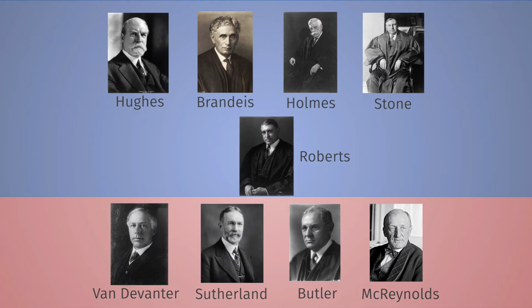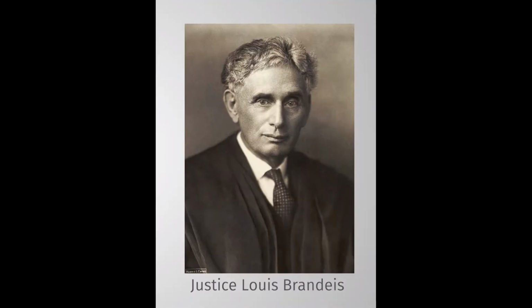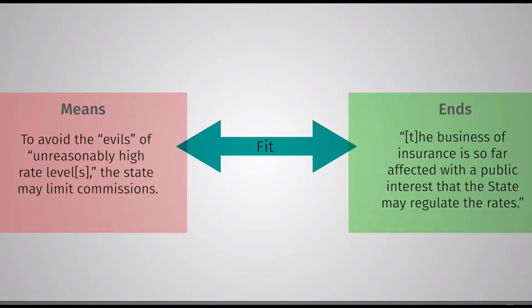Eventually, though, the Supreme Court expanded the category to include any business the state wanted to regulate. And Justice Louis Brandeis wrote the majority opinion in O'Gorman, and he found that the business of insurance is so far affected with a public interest that the state may regulate the rate. This was to avoid the evils of an unreasonably high rate level. The state may limit commissions. Therefore, the New Jersey statute is clearly within the scope of the police power.